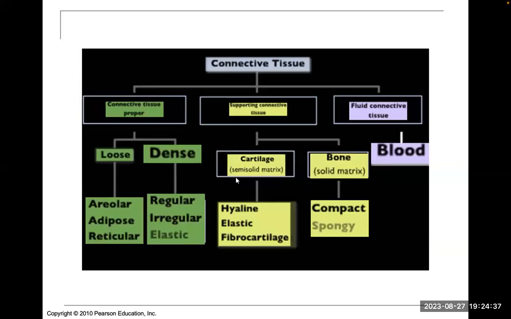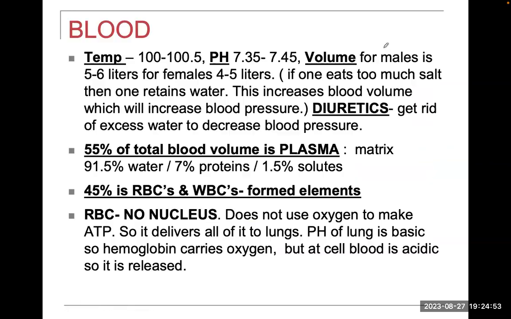We're still on connective tissue. So remember, with connective tissue, we have a few categories. We have connective tissue proper, supporting connective tissue, and fluid connective tissue. Let's take a look here at fluid connective tissue, which is blood. Let's just do a little review about blood.